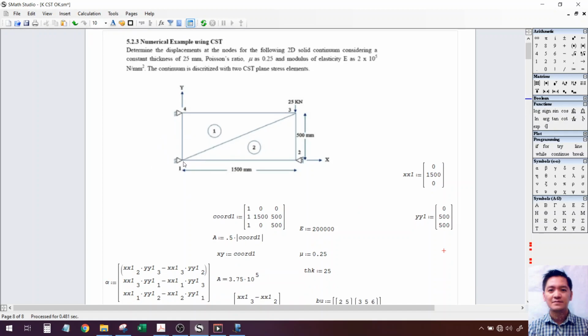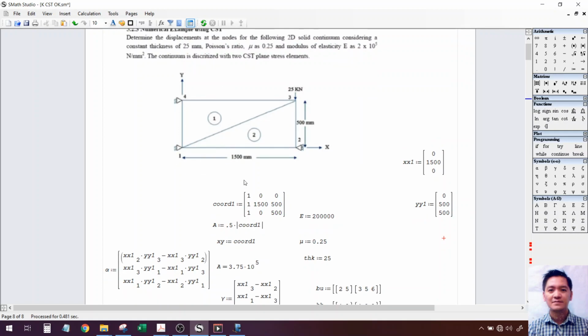Say this is 0, 1, and then 1, 3, 4. Okay. So this is 0. Saying this is 0. So ano naman yung x nito? 1500, of course. And then ano yung x nito? 0. That's why. For the y1, 0, of course. Ano yung y nito? 500. And then ano yung y nito? 500. Okay, so we're dealing with element 1 here.